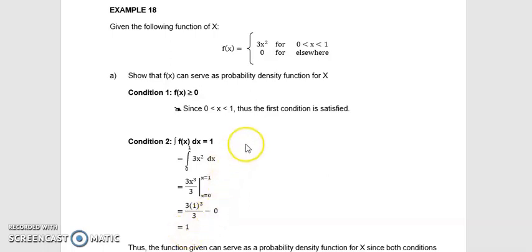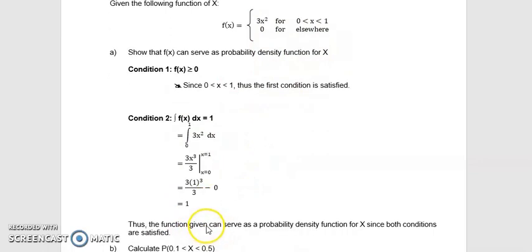So this condition is satisfied when you integrate that function from the lower to the upper limit. If you get 1, then we can say that this PDF 3x squared can serve as the probability density function. So remember, probability values must lie from 0 to 1.